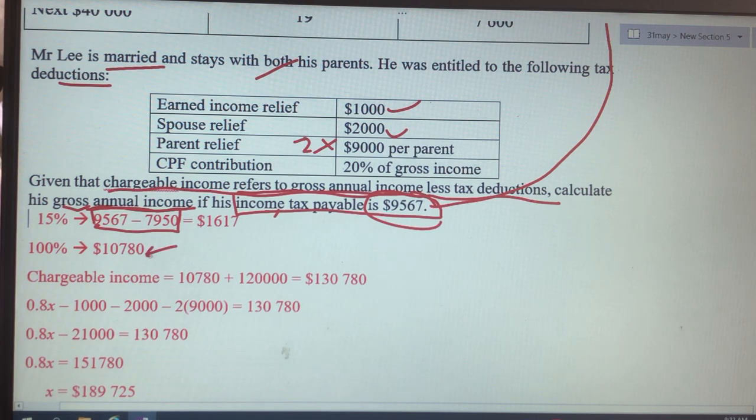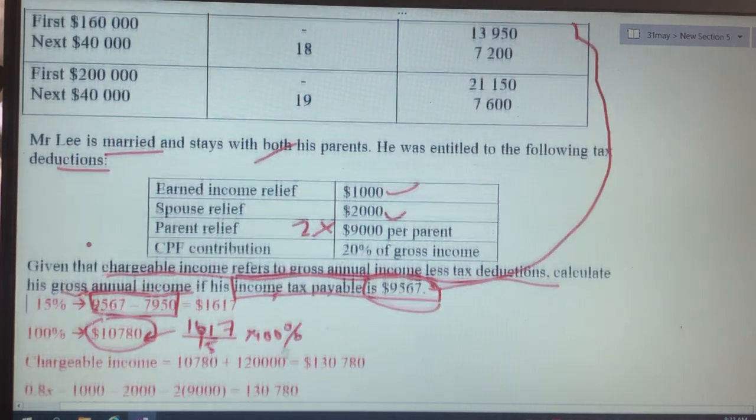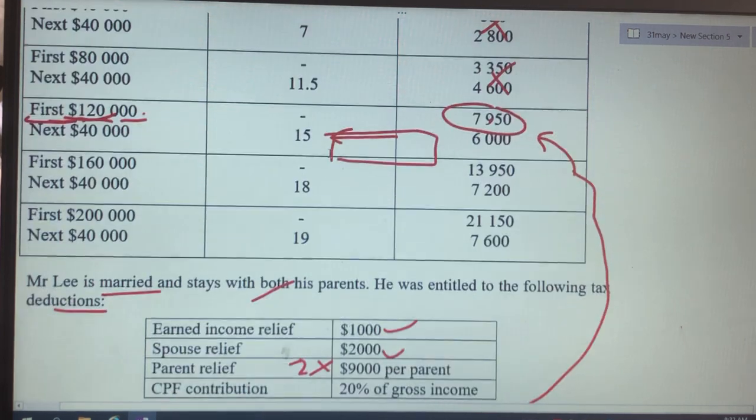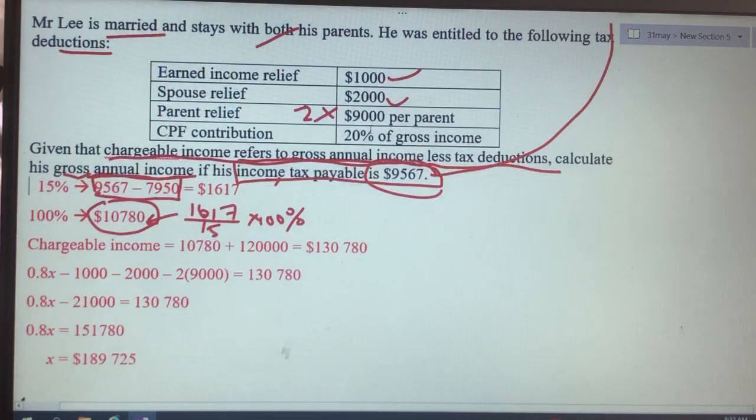You take 1617 divided by 15, then you times 100%, you will get this amount. Okay, that means 100% of his this part here, 100%, because it's 15% of that whatever value you have. So now 10780, right? 10780 is 15% of his income here, okay? So what you need to do now, right, is to add these two together, okay?